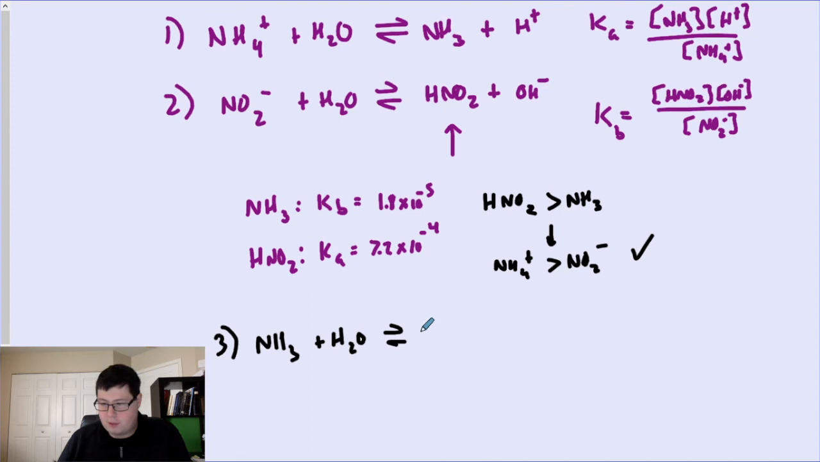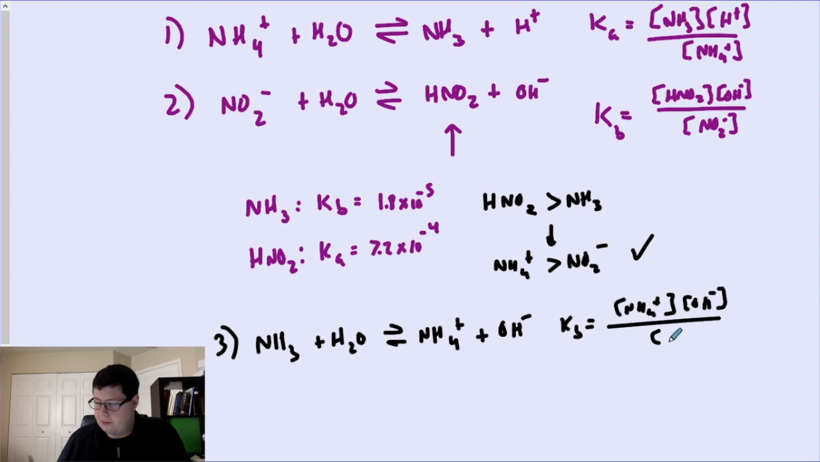And NH3 with water is going to go ahead and form NH4+ and OH-. And then the Kb is going to be NH4+ times OH- divided by NH3. And so we can see that's a similar reaction to what we've seen up here.